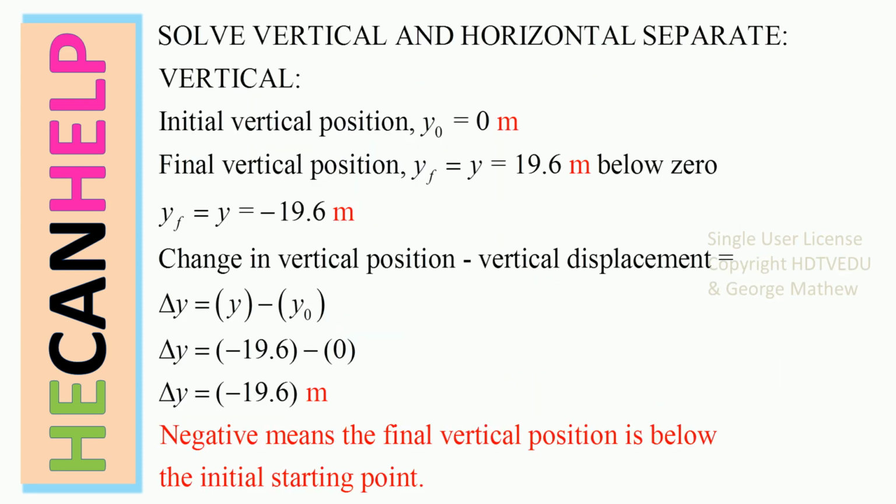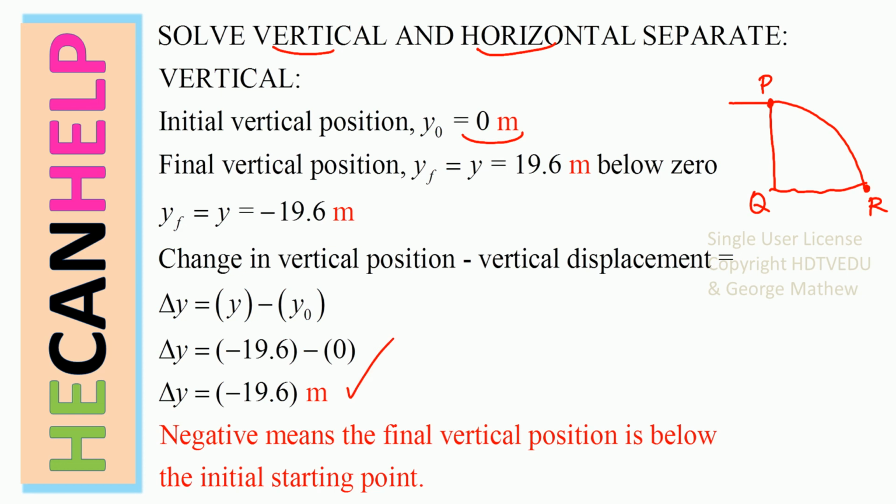So that's what I did here. Solve vertical and horizontal separately. Along the vertical, what do we know? Initial vertical position, 0 meters. Final vertical position, do not forget our figure here. This is point P, this is point R, and this is point Q. As you fall from P to R, what is the change in the vertical position? It is negative 19.6.